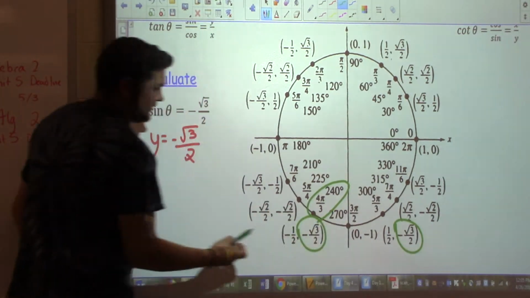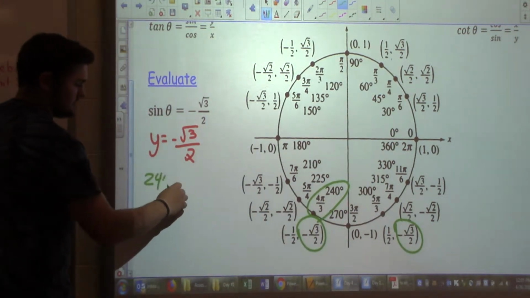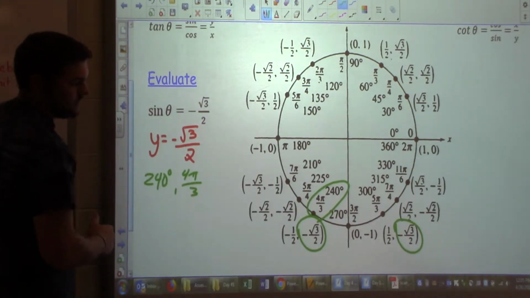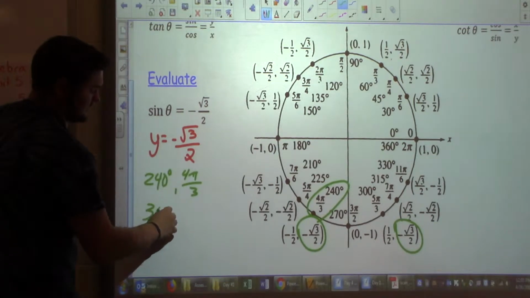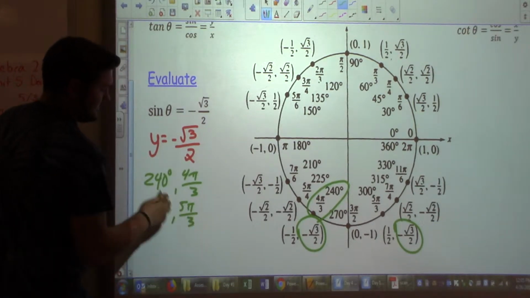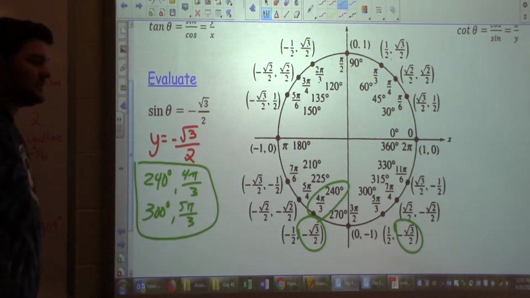So at 240 degrees, or 4 pi over 3, it's true. And at 300 degrees, 5 pi over 3, it's true. Those are my two answers.